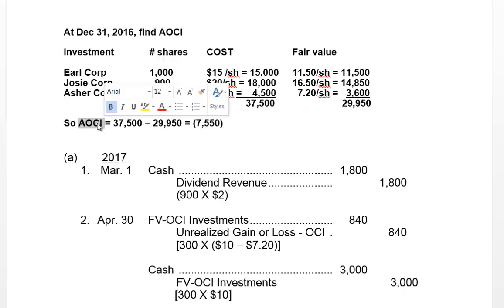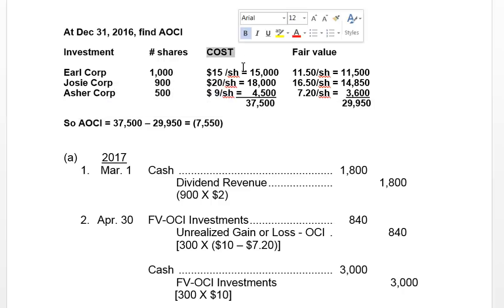And don't forget, all we're doing here when we're calculating our AOCI balance, it's in the shareholders' equity section, and what is it telling us? It's giving us the cumulative value of all the unrealized gains and losses that have been booked in the fair value through OCI investment portfolio since the beginning of time. So the beginning of time was cost. The fair value at the date we're calculating our AOCI for is $29,950. So since the fair value is less than the original cost, that's exactly what we have in our AOCI account, the difference between the two. And because fair value is less than cost, we have a debit balance of $7,550.